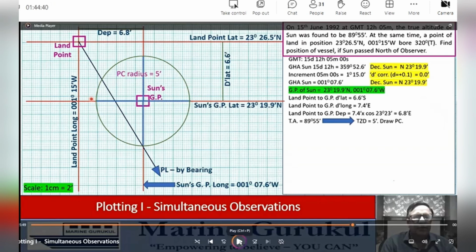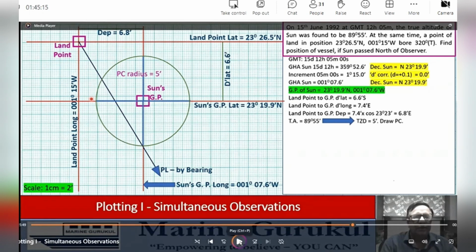So this position circle is cutting the PL at 2 places. Very good, beta. That's right. It is cutting at 2 places. So there is a possibility any one of them can be our position. But the fix will be between position line and circle. So only one. Fix has to be one only. Okay. So how will we decide which one is our fix? Is there anything which is given in the question to distinguish between the two?